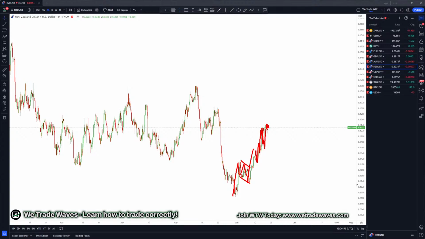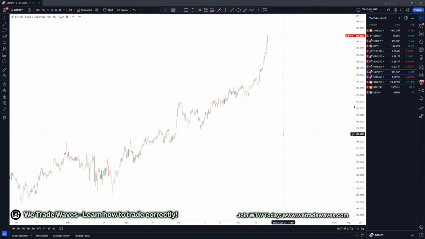Another pullback here, want to push up. What's next? Another push up will be coming. And after that, we'll get a corrective structure here. And this corrective structure will be minimum similar to this one. Minimum. All right? After that, one push up will be coming. After this upwave, guys, we'll update you because after this upwave, market can give us a bigger corrective structure.